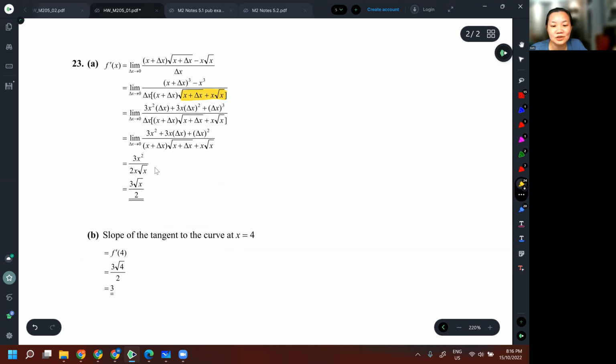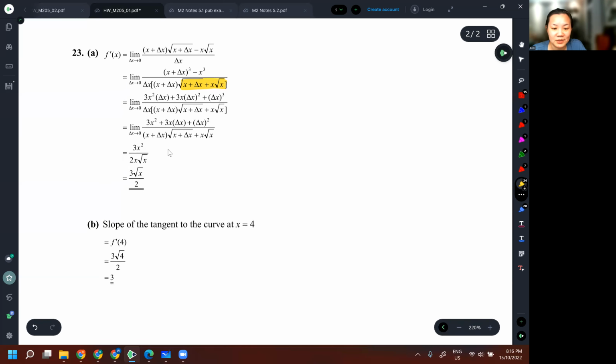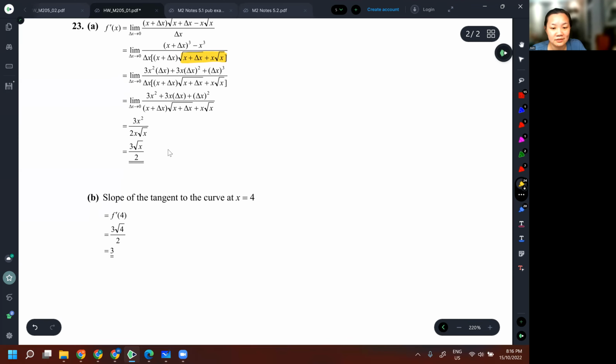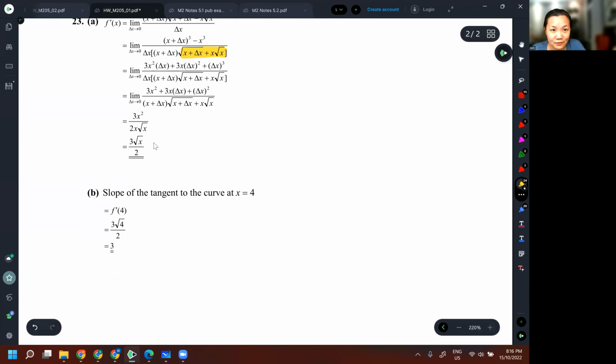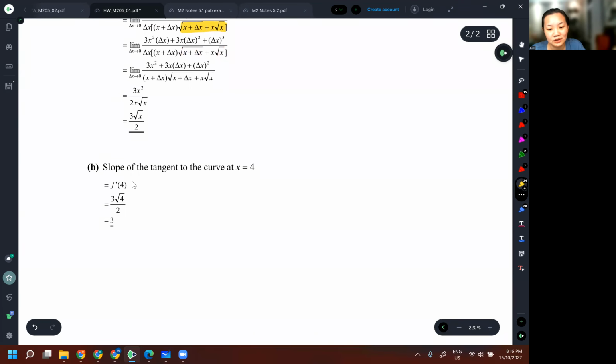And then you also need to expand the power of 3 using binomial theorem. The coefficients are 1, 3, 3, 1. Some of you still don't know that. Some of you are still expanding it in a weird way. And I pointed out for you, in your homework, I pointed out for you. And then after expansion, send delta x to 0. And then you are done.